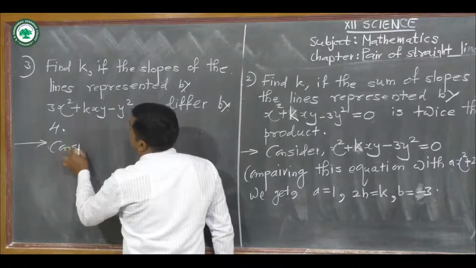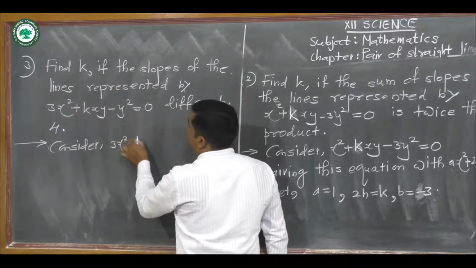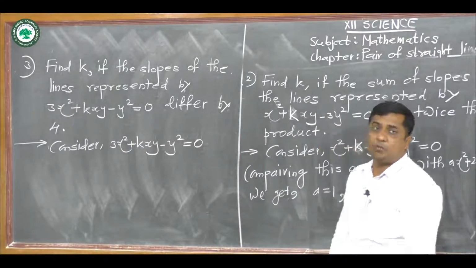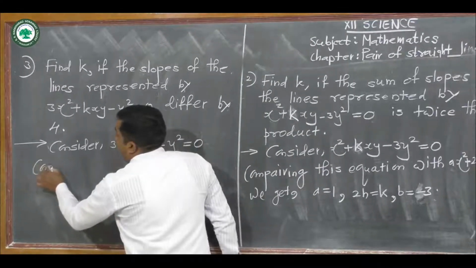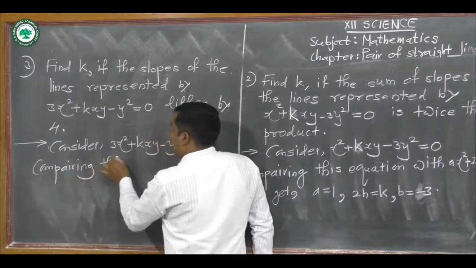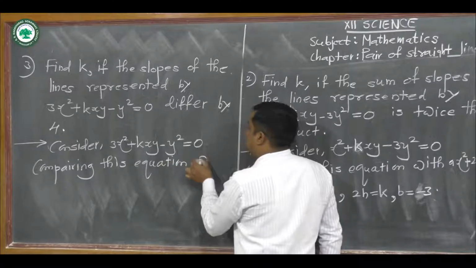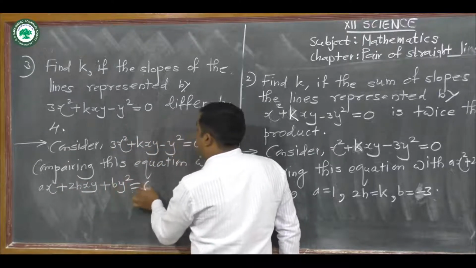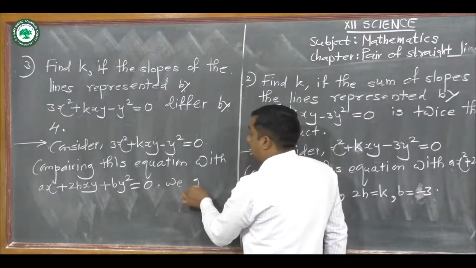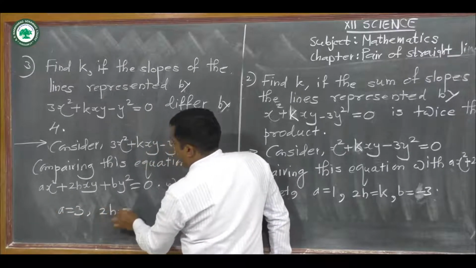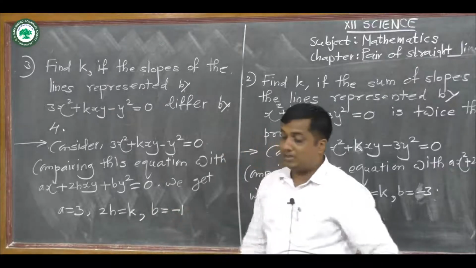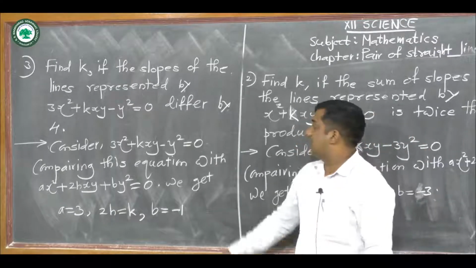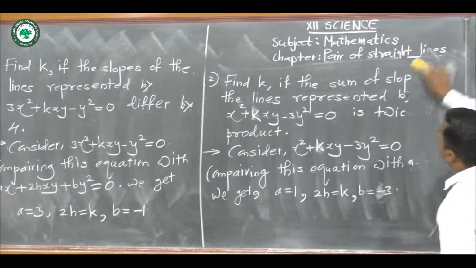First, consider the given equation 3x square plus kxy minus y square is equal to 0. Let's compare this equation with ax square plus 2hxy plus by square is equal to 0. Then we get a is equal to 3, twice h is equal to k, b is equal to minus 1. Let us consider m1 and m2 be the slopes of the lines represented by this equation. So here we consider m1 plus m2 and m1 m2.